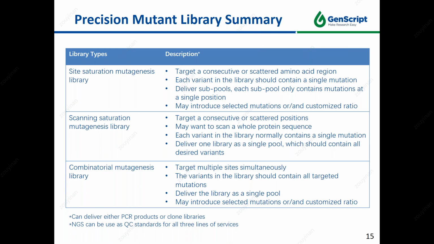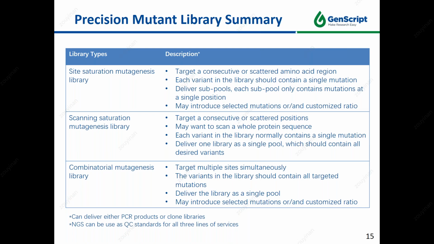For the scanning saturation mutagenesis library, mutations are normally introduced in a consecutive or a scattered region as well. In some cases, the entire DNA sequence is targeted for mutagenesis. Similar to the site saturation library, each variant in the library should contain only one mutation at a single position. But instead of delivering subpools for every single site, we prepare a pooled library containing all variants for delivery.